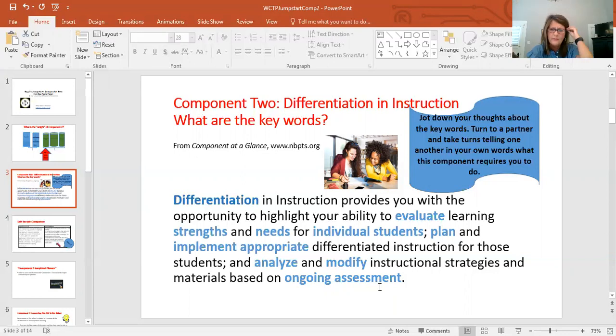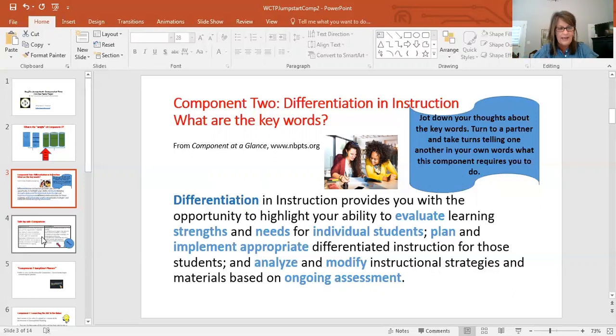Now, one thing that I really want to pull out here that sometimes candidates miss, you're not just designing instruction based on student needs, you're designing instruction based on their strengths. So you have to really evaluate the students, tell us who they are, and what are their strengths? What is it that they do well? And then what are their needs? And you use their strengths to beef up those needs, to address the needs.